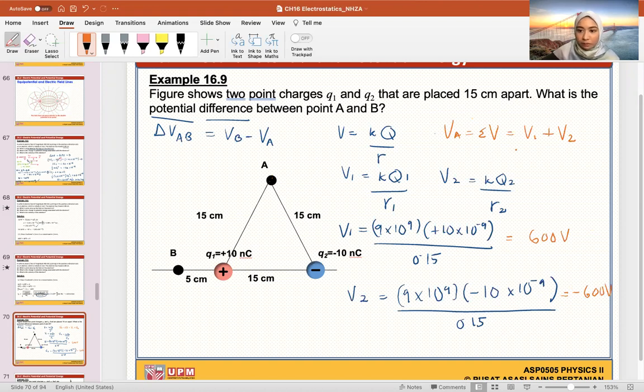So VA, immediately we already know it's 0. So VA is 0, which means the potential difference between VA and VB is just VB, because this one comes to 0. So now we have to find out what VB is.